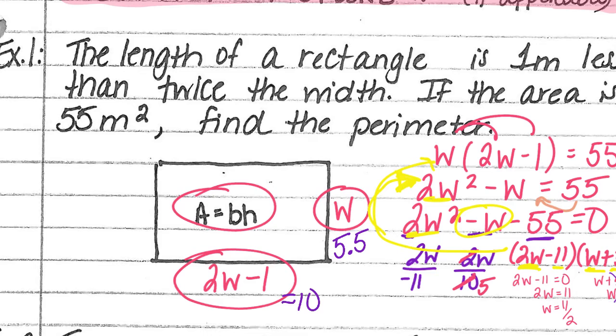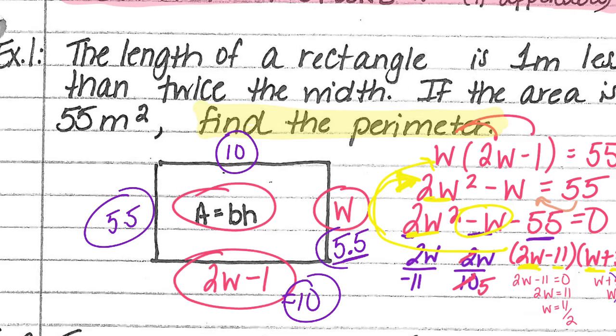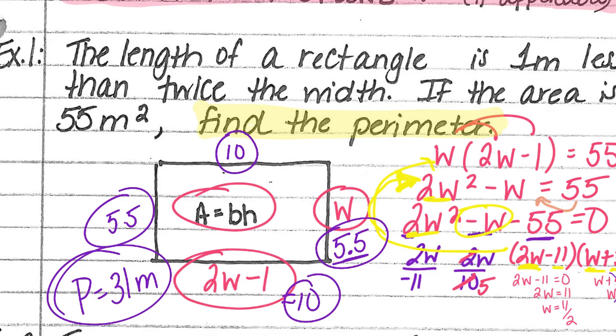Now, remember what they asked us for. This is always fun. They're asking us to find the perimeter. So if this side and this side are 5.5, and this side and this side are 10, well, 10 plus 10 is 20, and 5.5 and 5.5 is 11. 20 plus 11, the perimeter is 31 meters. And that, my folks, is my answer.